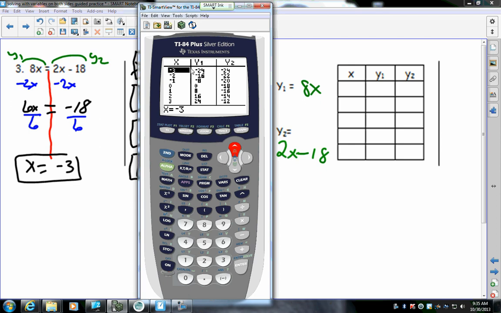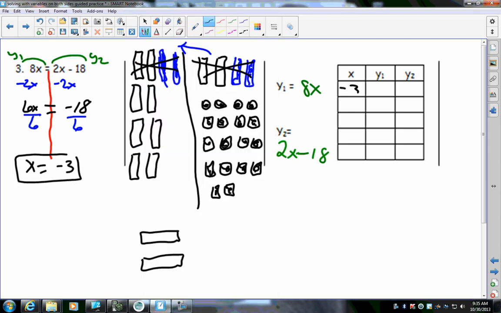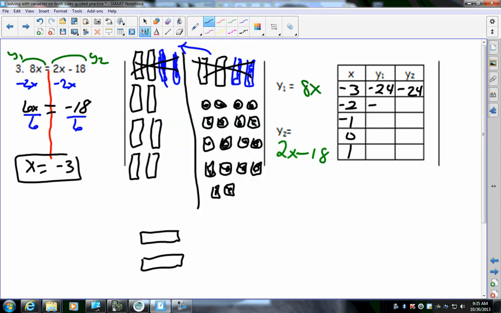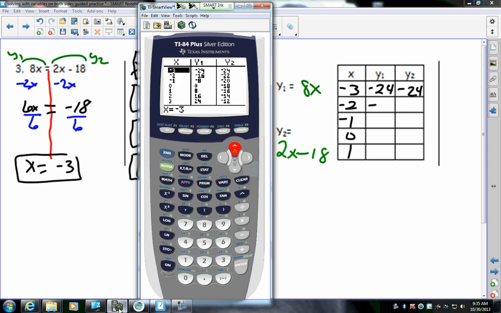Okay. Y1 and Y2 are the same. They're both negative 24. So, negative 3, negative 24. Let's see. Negative 6, negative 8. Whoa, that wasn't it. Negative 16.